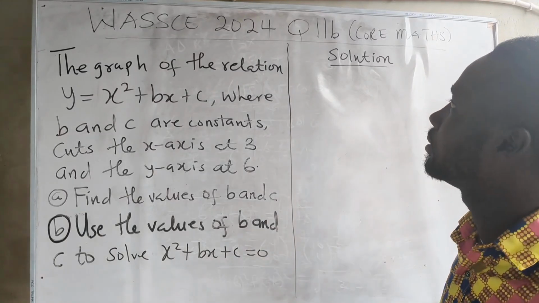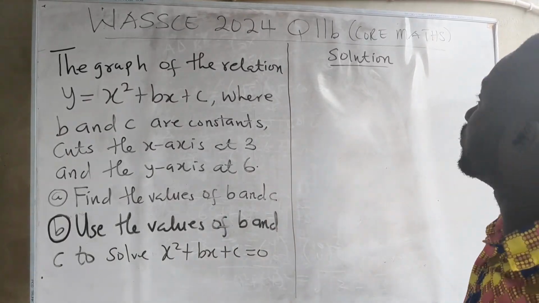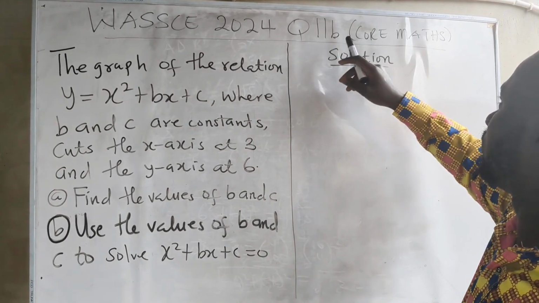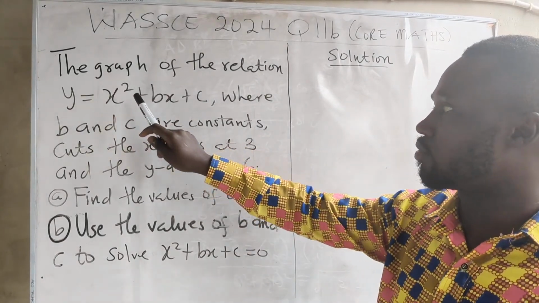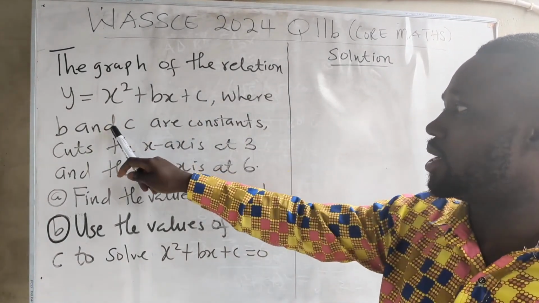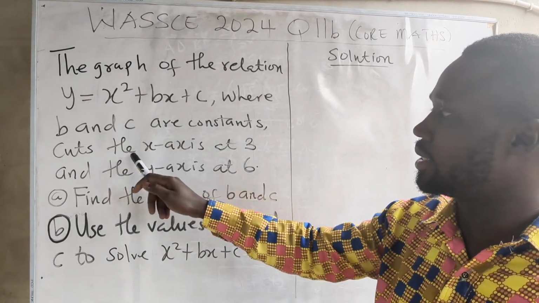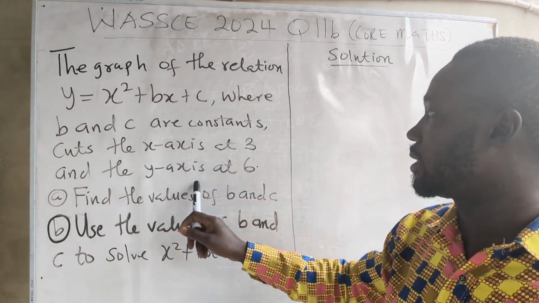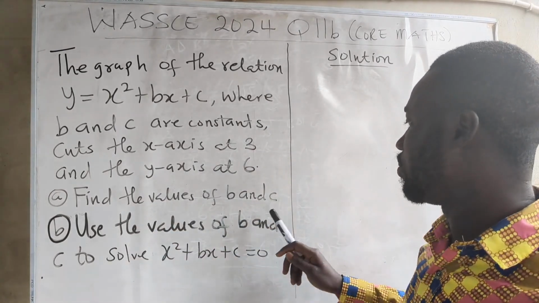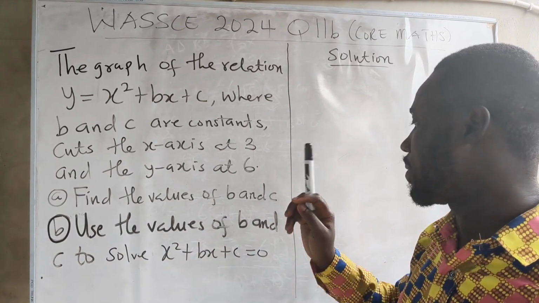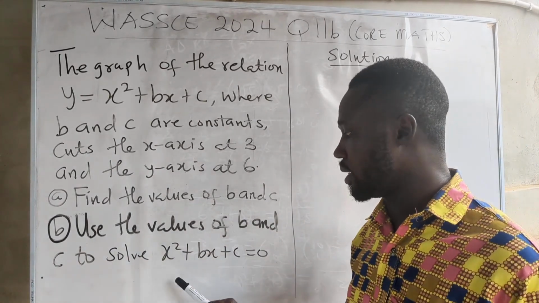Let's look at this question. We are still on our WASSCE 2024. This is question 11b, called mass. It said the graph of the relation y is equal to s squared plus bs plus c, where b and c are constants, cuts the s axis at 3 and the y axis at 6. Find the values of b and c. Use the values of b and c to solve s squared plus bs plus c equal to 0.